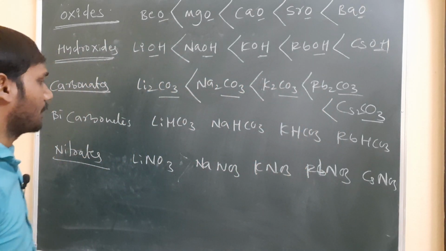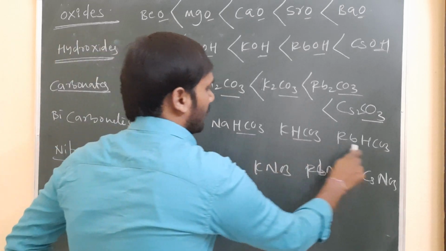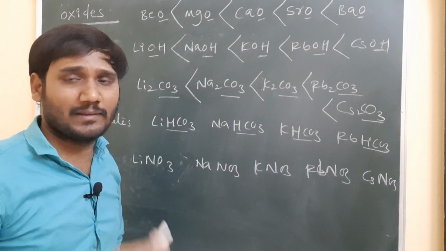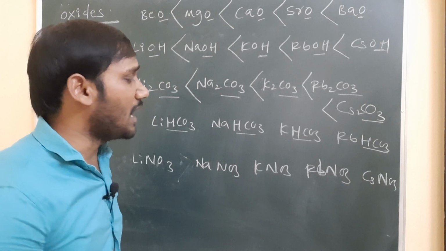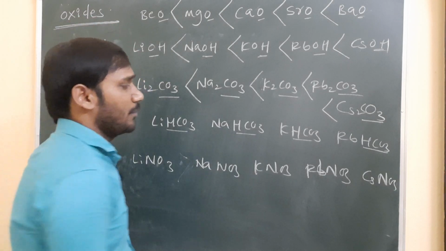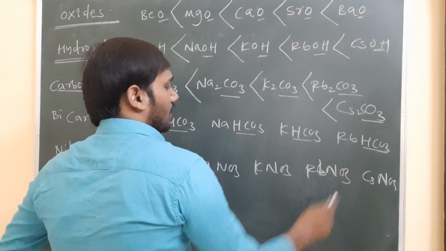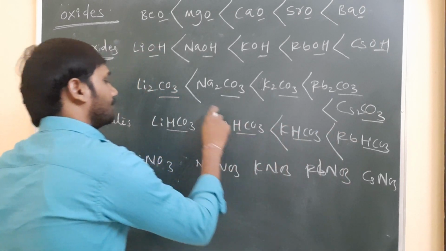Next, bicarbonate. Same, bicarbonate also. When first group elements are present, bicarbonate behaves as a small ion. When the common ion is small, solubility is directly proportional to size. So if size is more, solubility is more.